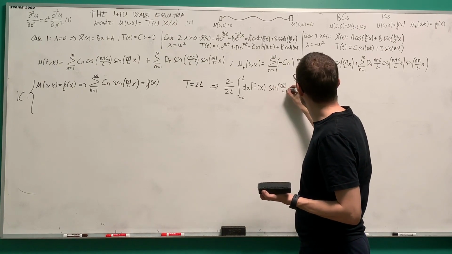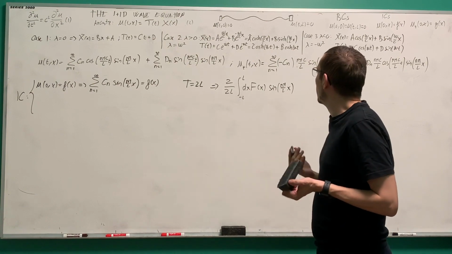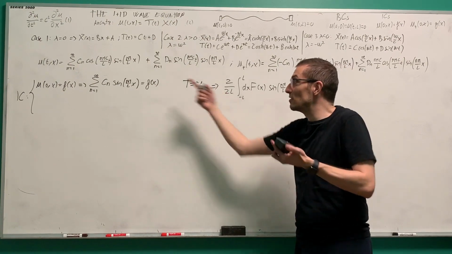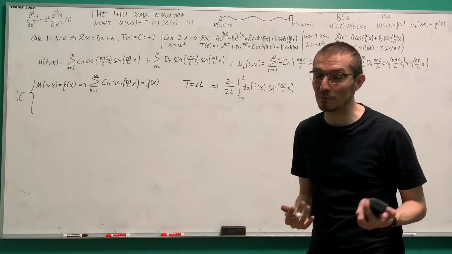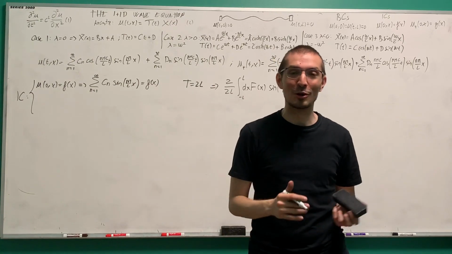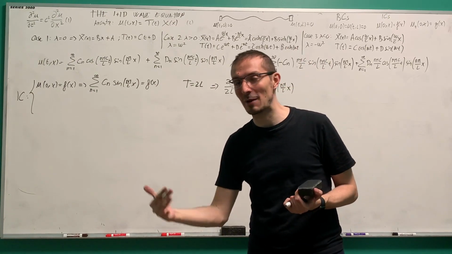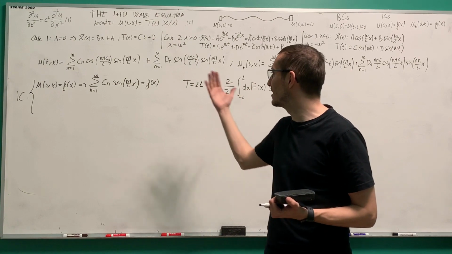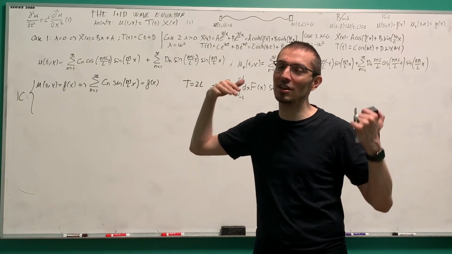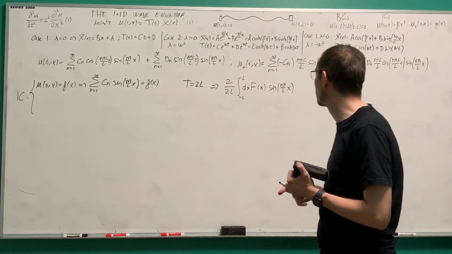n pi over L x. Wonderful. That's the procedure to find the Fourier sine series. Remember, if you don't remember, please go back to how to obtain the half-range expansions, in particular the one that is the sine series, which is associated with the odd extension of the function f.